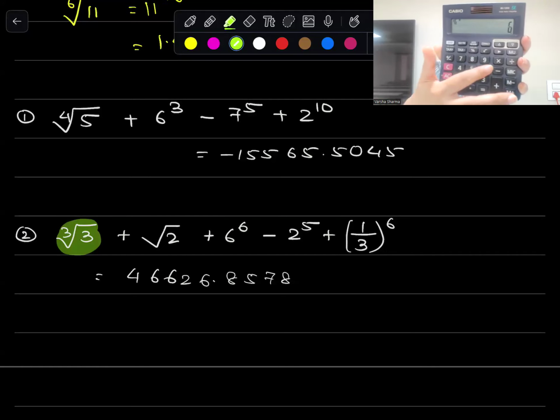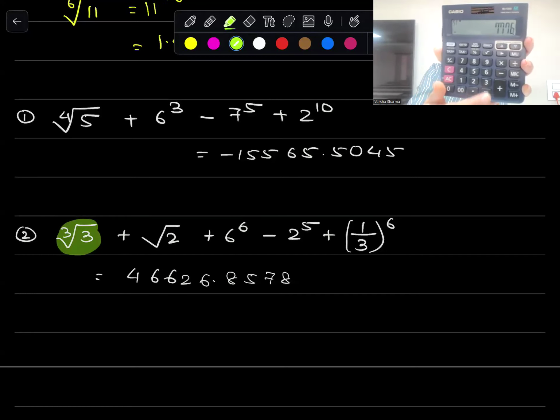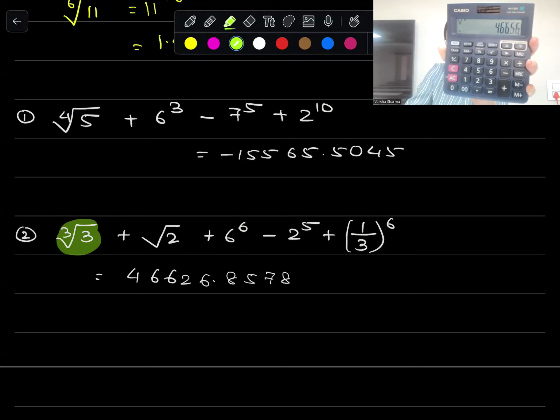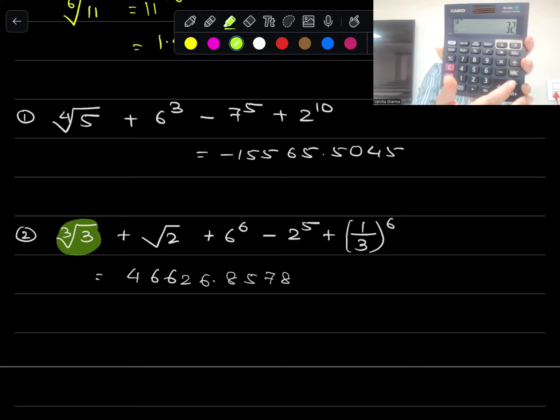Now calculate 6 to the power 6. Pressing M plus. Now calculate 2 to the power 5. I want a negative sign, so press M minus.